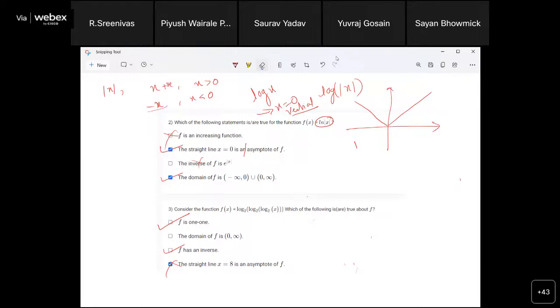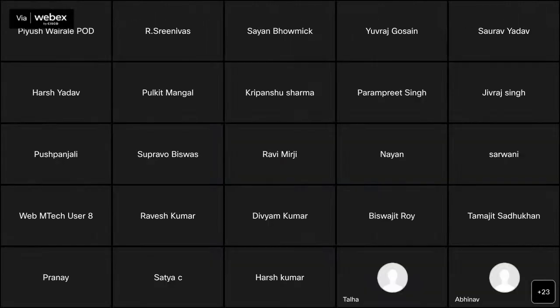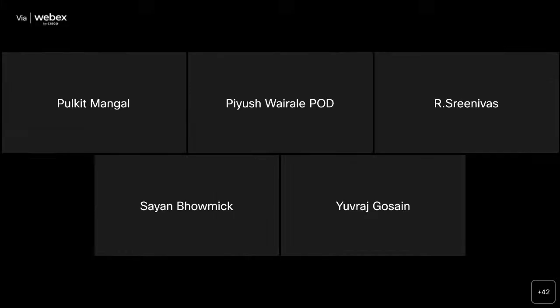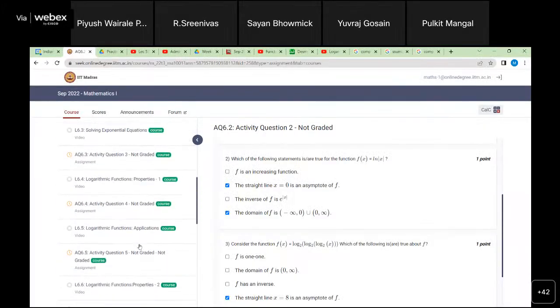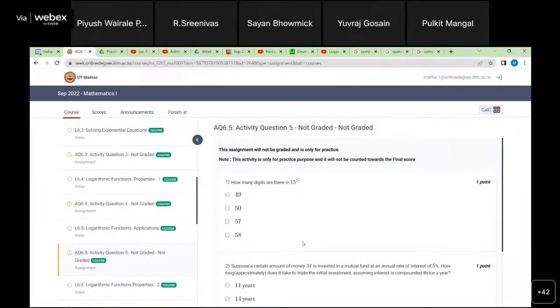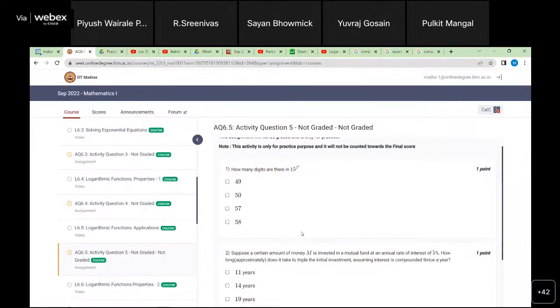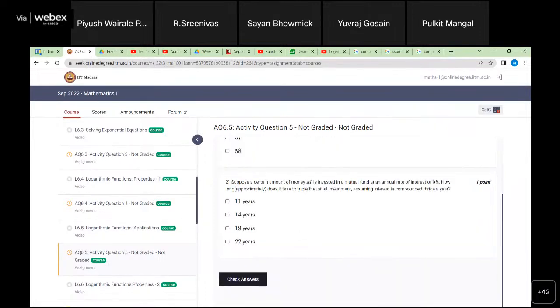But it is one-one, so it has an inverse also. That is the case. Okay. Any other doubt in the activity question? Activity question 6.5, question number 2. Yes, sir. Question 2.